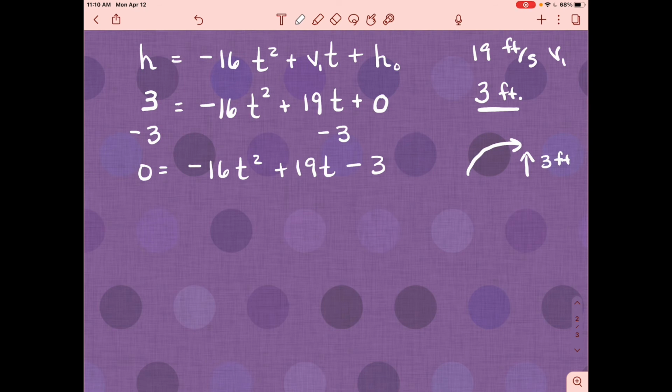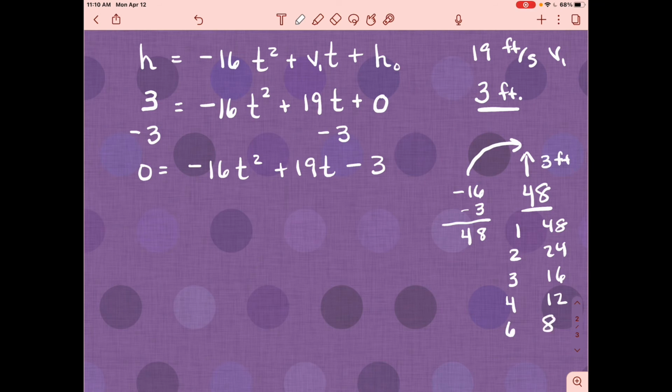So we have to do negative 16 times negative 3, positive 48. So let's get factors of 48: 1 and 48, 2 and 24, 3 and 16, 4 and 12, not 5, but 6 and 8, and then I think we're going to be repeating ourselves.